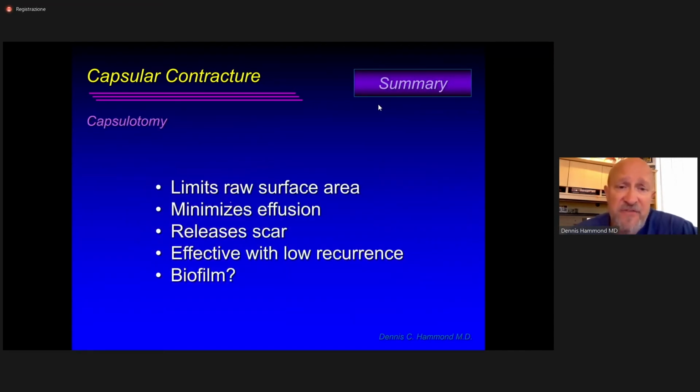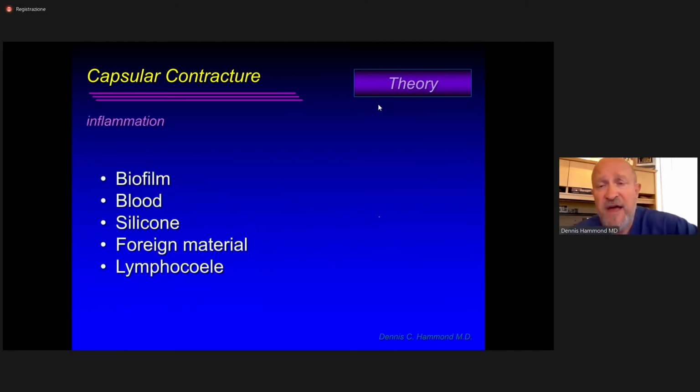So the capsulotomy is an advantage because it limits the raw surface area, minimizes the effusion, releases the scar, and it's effective with really a very low recurrence. So now just a couple additional items. I'm just going to try to take 5 more minutes here.